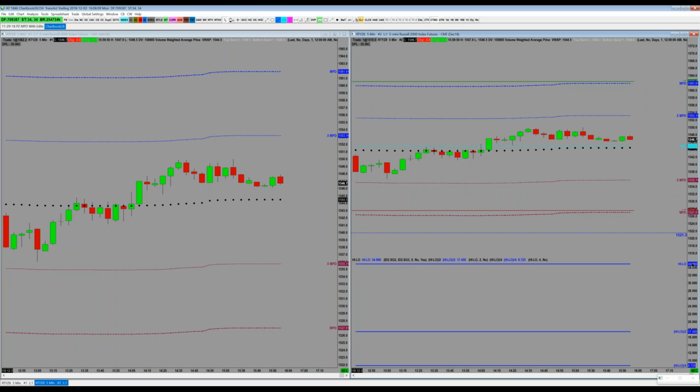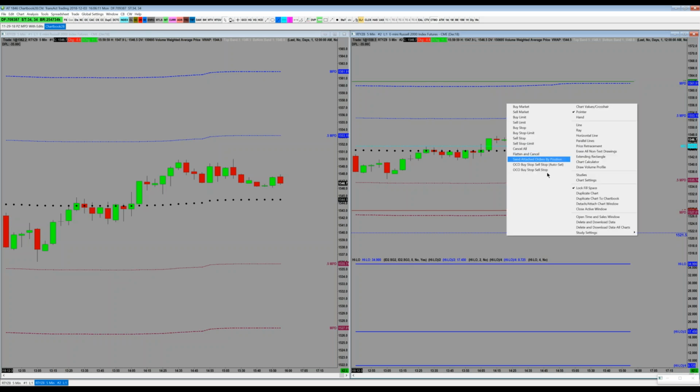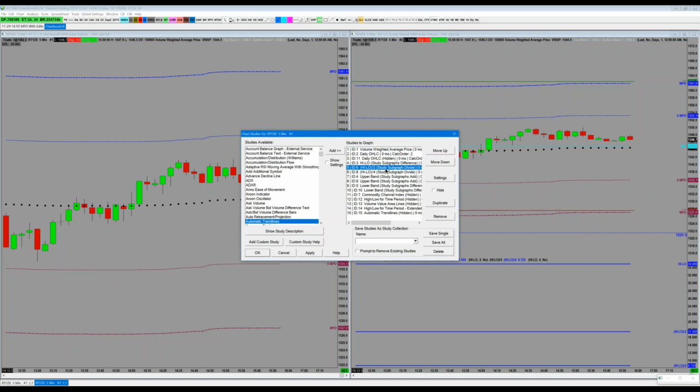All right. Then there's another study here that's called study subgraph divide. It basically allows you to take any subgraph and divide it by something, whatever you want, in terms of a number. So what I did was I added that study. It's called study subgraph divide. It's also in this list, study subgraph divide.